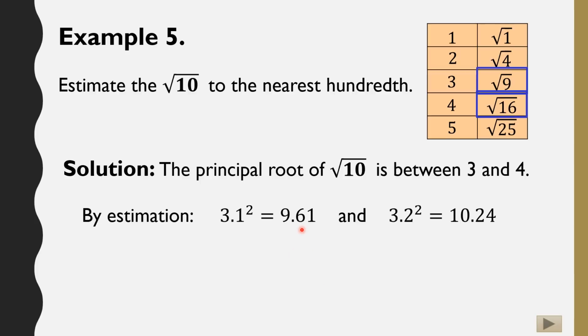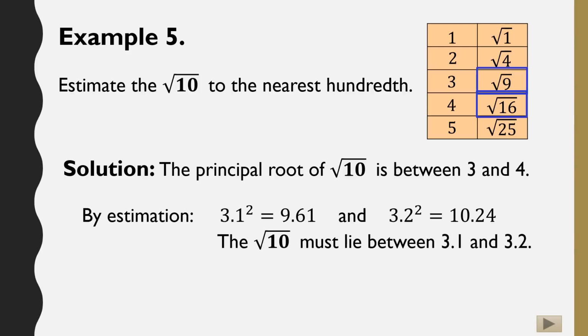Kapag sinabing hundredths, ganito yon. Meron yung dalawang decimal number sa right side ng decimal point, hundredths. Kasi kapag isa lang, that is called as tenths. Okay. So, by estimation, 3.1 squared, kapag sinabing 3.1 squared, that is 3.1 times 3.1, the answer is 9.61, sorry. And 3.2 squared, or 3.2 times 3.2 is equal to 10.24. The square root of 10 must lie between 3.1 and 3.2.